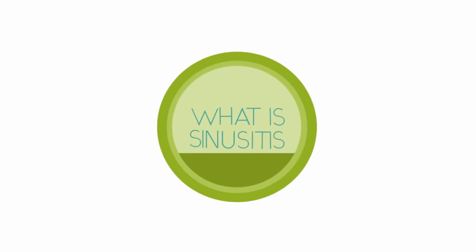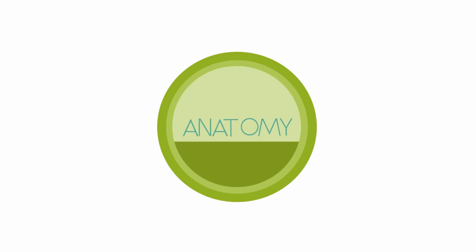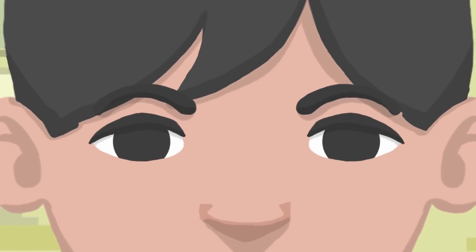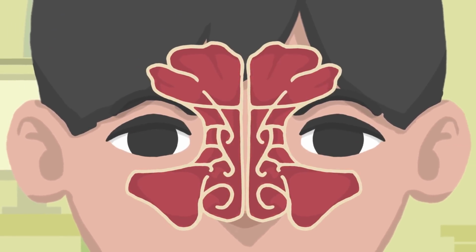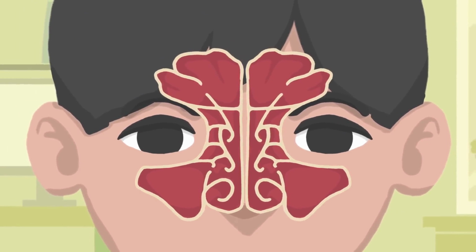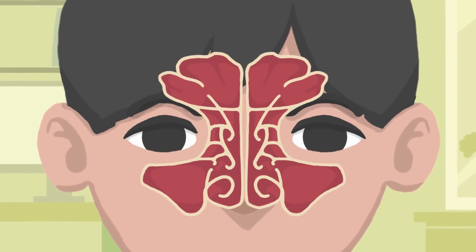What is sinusitis? Before we can answer that question, we should talk a little bit about anatomy. Sinuses are hollow spaces in the bones around the nose that connect to the nose through small, narrow channels. Humans possess 4 paired paranasal sinuses.